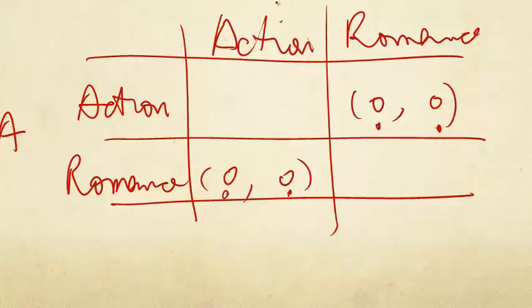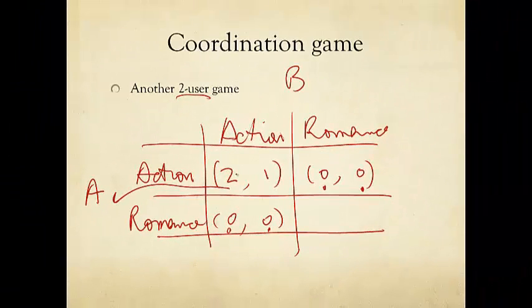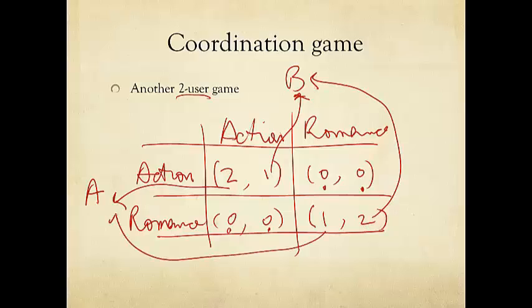But suppose you both pick the same kind, then you get some strictly positive return, except the returns values are different to you and to your friend. Say you prefer action, so if you two both agree on action movie, then you get 2 units of reward and B only gets 1 unit. And conversely, let's say your friend B likes romance movie more than action movie, so if the outcome is going to see a romance movie, then B gets 2 and you get 1.